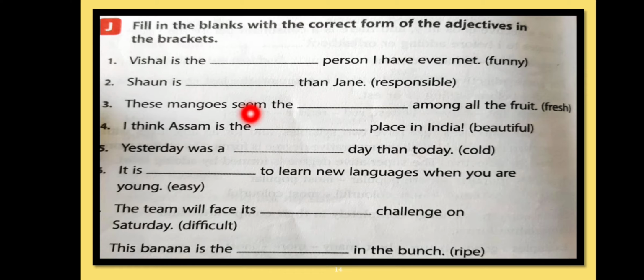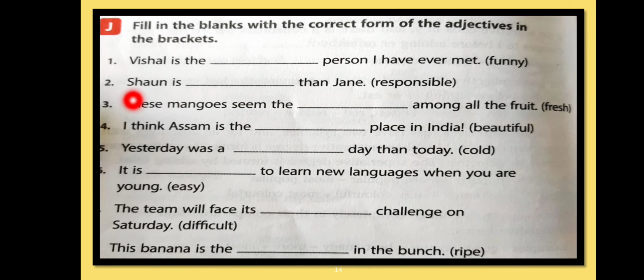J. Fill in the blanks with the correct form of the adjectives in the brackets. Vishal is the dash person I have ever met. In bracket, funny. So we got the clue that the is used, so it will be superlative form. So the funniest. Sean is dash than Jane.